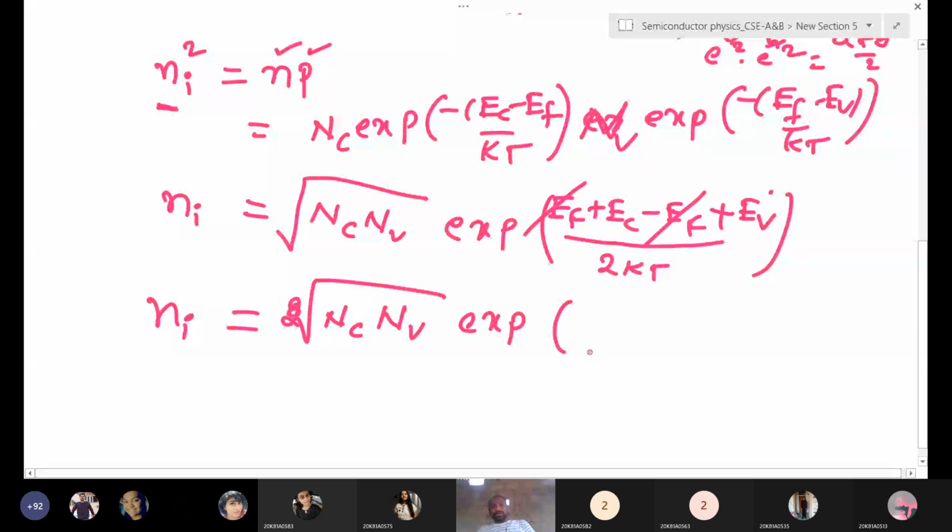That's why I'm confusing. So you take out minus (Ec and Ev) by 2kT. So here Nc Nv, I'm keeping as is, substituting in the place of exponential, I'm taking out minus. So (Ec minus Ev) by 2kT. From this expression, Ec minus Ev, what can we write?